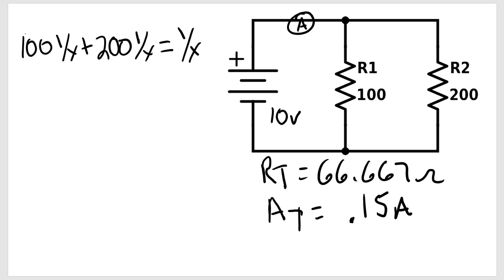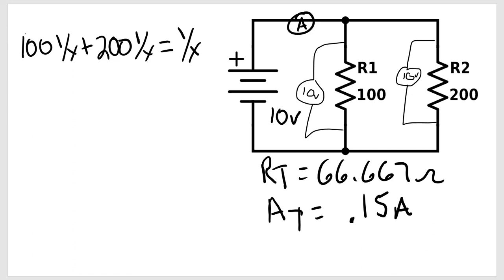So we know that we have 10 volts going across here. We know we have 10 volts going here. And we know we have 10 volts going across here. So we can figure out the amps for each branch also.